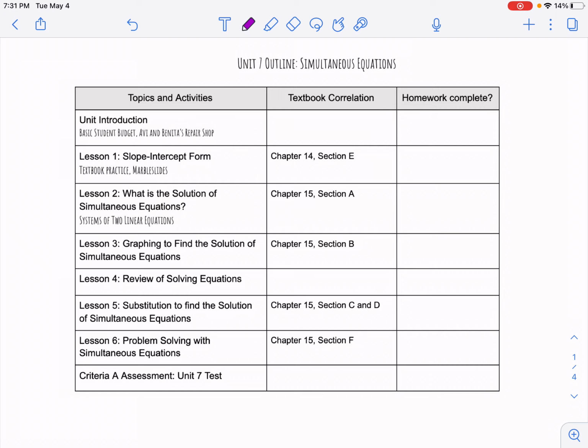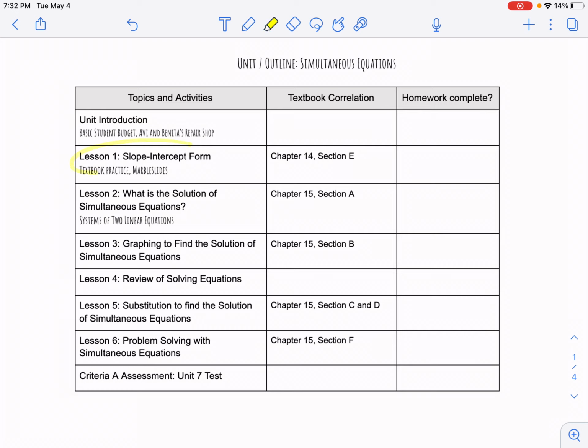I'm going to give you a quick little video of what I would be telling you if I was there in person. So, first of all, what you see here is the outline for our brand new unit. This is our final unit of the school year of grade 8, and it is called Simultaneous Equations. So now we're looking at a group of two algebraic equations, and we're trying to find the solution.